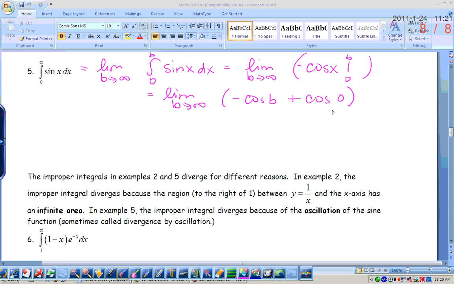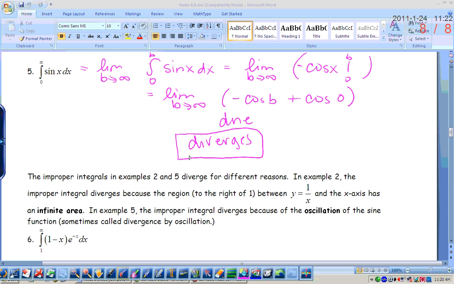What's the limit as b approaches infinity of negative cosine b? Yeah, it's oscillating between -1 and 1. So what can you tell me about that limit? It doesn't exist. So if I take something that doesn't exist plus 1, it still doesn't exist. So because this limit does not exist, the integral diverges.